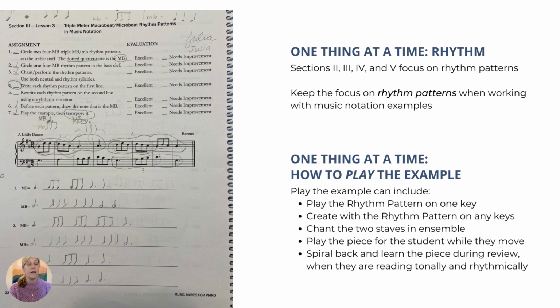They can create with a pattern on any keys. The student can chant the top staff while the teacher chants the bottom staff in ensemble, and then they can switch. And finally, the teacher could play the piece while the student moves to macro and micro beats. And in the future, you can spiral back to this page once the student has experience with reading tonally and they are ready to braid the two together for melodic reading. And when they are ready, they can read the full notation. But until then, you can just focus on rhythm.